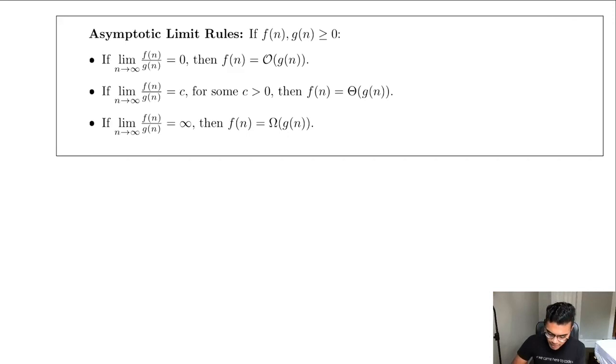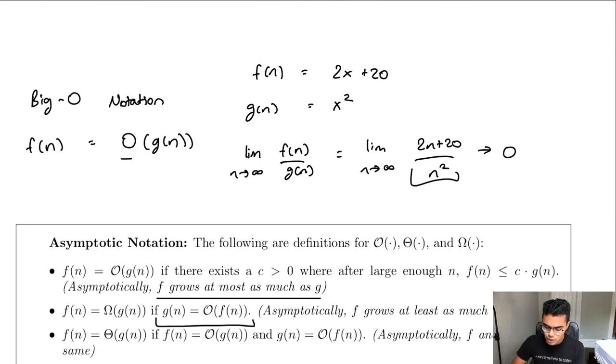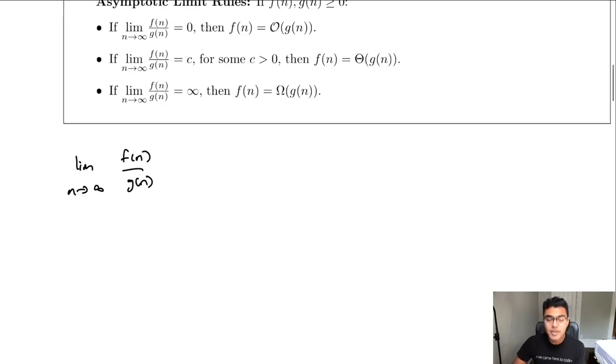So if I have the limit as n approaches infinity of f of n over g of n, there are three cases in which I can prove either big O, theta, or omega. In the one we did above, where we had f of n over g of n for 2x plus 20 and x squared, we saw that this was 0.